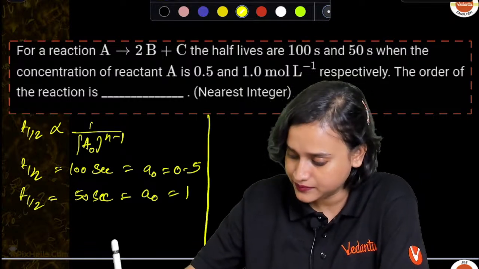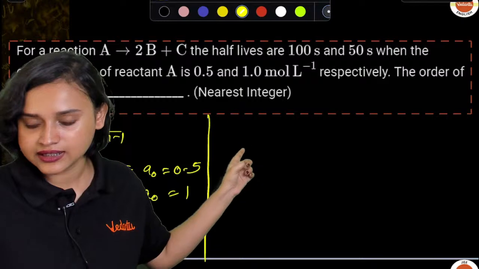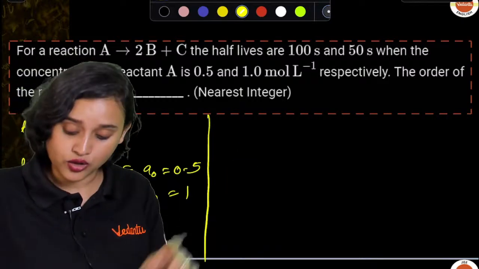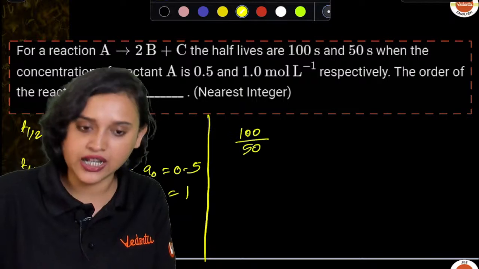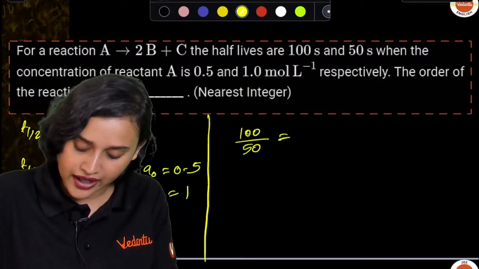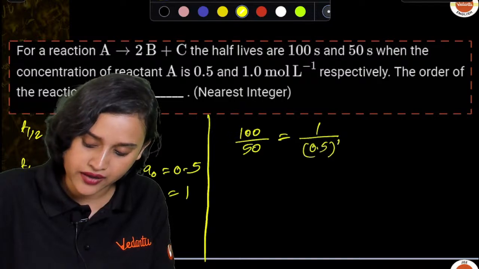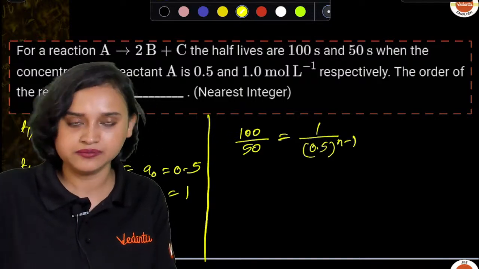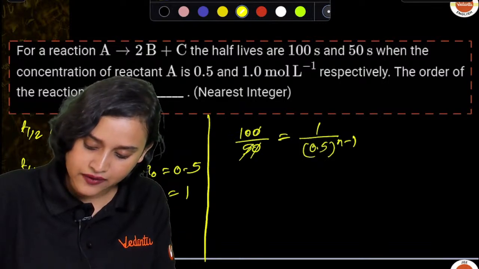Okay. If that is the case, let me come this side. Here, sorry, this side. What will happen is 100 divided by 50 I can do. 100 divided by 50 is equal to 1 divided by 0.5 to the power n minus 1. That means this cancels, 5 and 2 here.